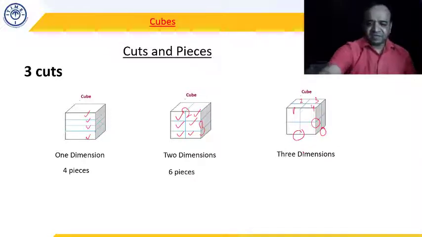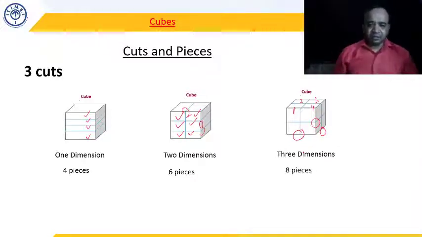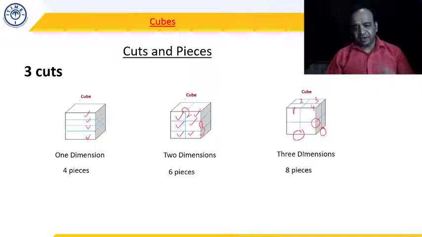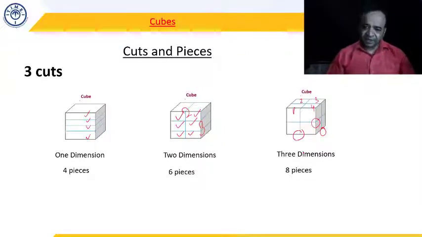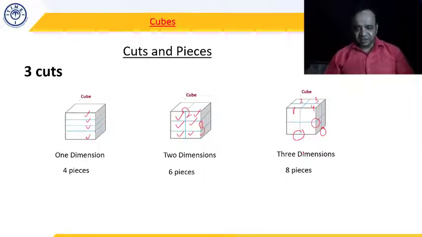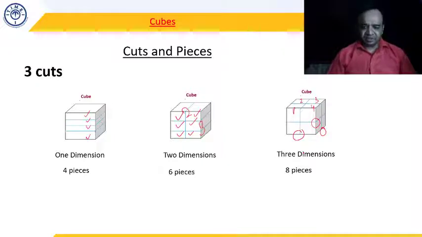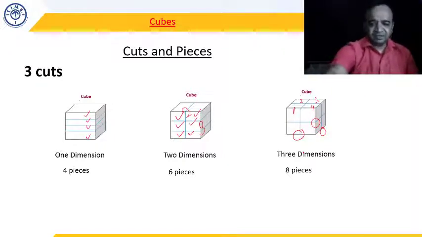Okay, so this observation is now complete, that if a number of cuts is applied along one dimension, then the number of pieces along that dimension is equal to 1 more than the number of cuts. Number of cuts plus 1. And if the number of pieces along the different dimensions is available, then the total number of pieces can be obtained by multiplying these pieces along the three dimensions.